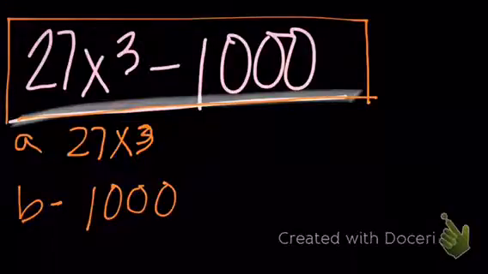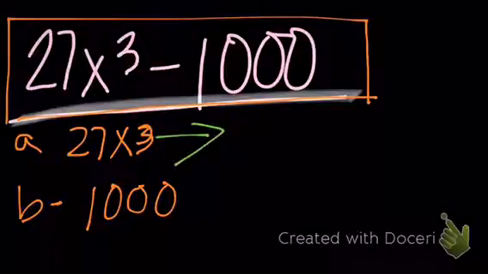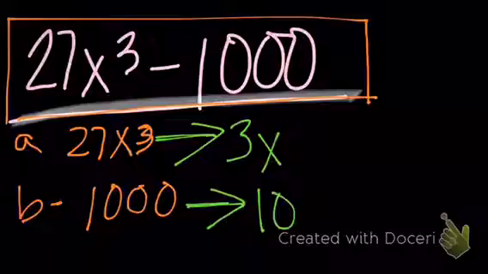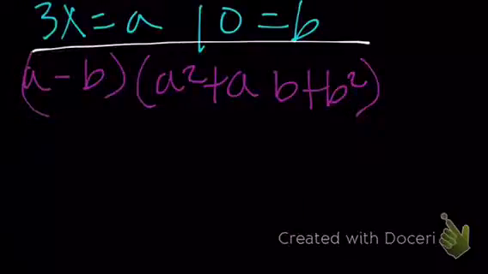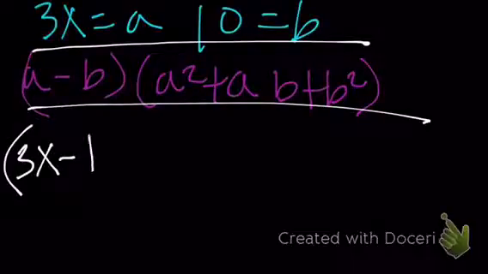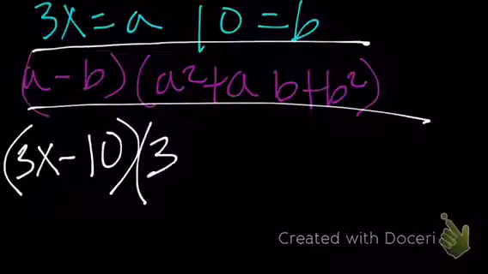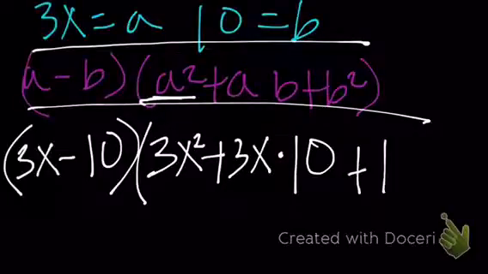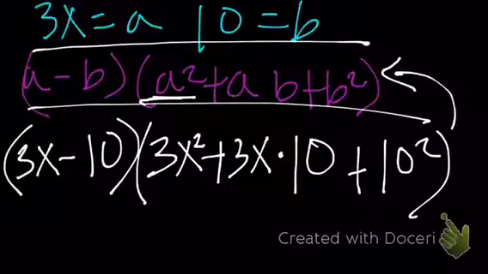And then we're just going to go straight into finding the cube root. The cube root of 27x cubed is going to be 3x, and the cube root of 1,000 is going to be 10. Now we're going to plug in this a and b into this equation. We plug in 3x for the a, minus 10 for the b, and then we square 3x, because that's our a in the equation, plus 3x times 10, and then add 10 squared.